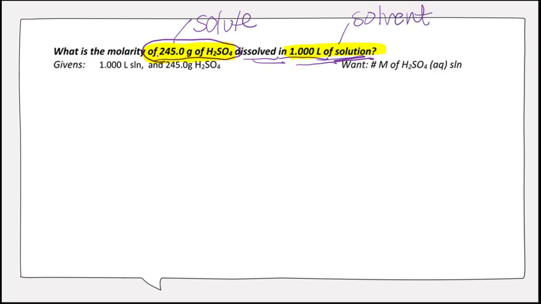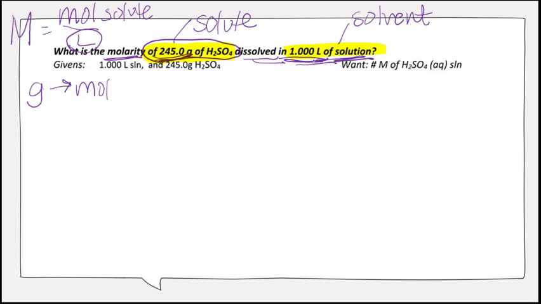So now it wants to know molarity. So molarity, we know, is moles per liter. And this is our moles of solute. Well, I'm given grams of H2SO4, so I need to go to moles. Because I know liters of solution. It's 1.000 liters of solution.